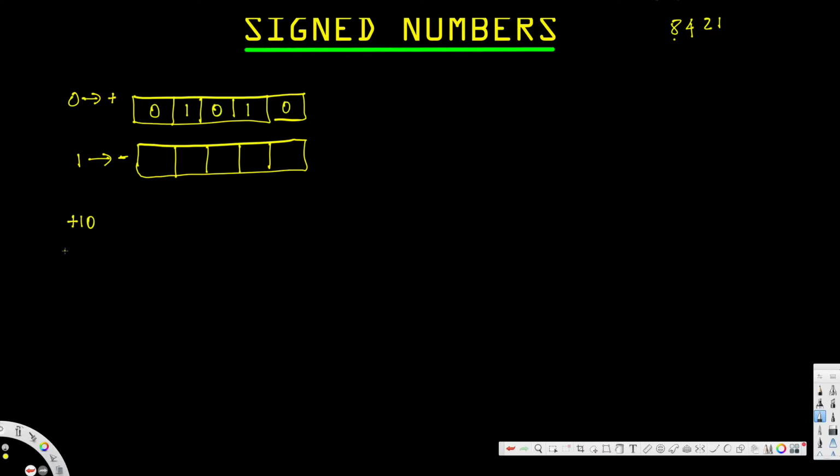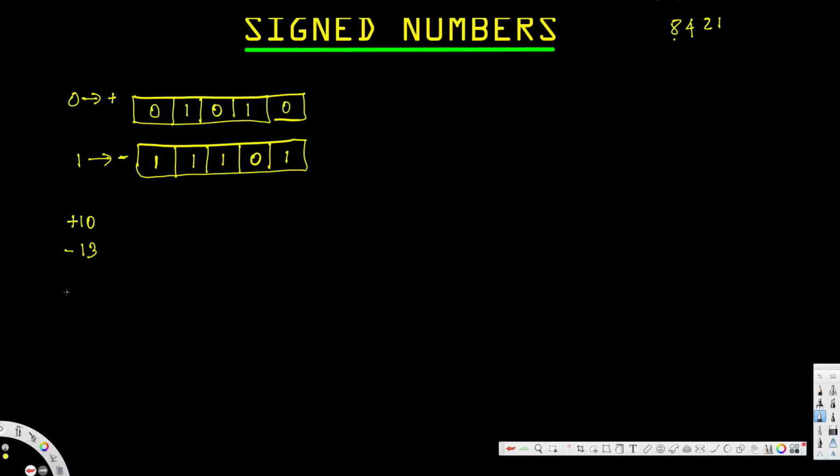Now let's see how we can write negative 13. Since it's negative, we have to put a 1 right here, and to represent 13, we have to have an 8 and a 4, and 8 plus 4 is 12, and we have to have 1. So 1 1 0 1. So this is going to be 1 1 0 1, and this is equivalent to negative 13.